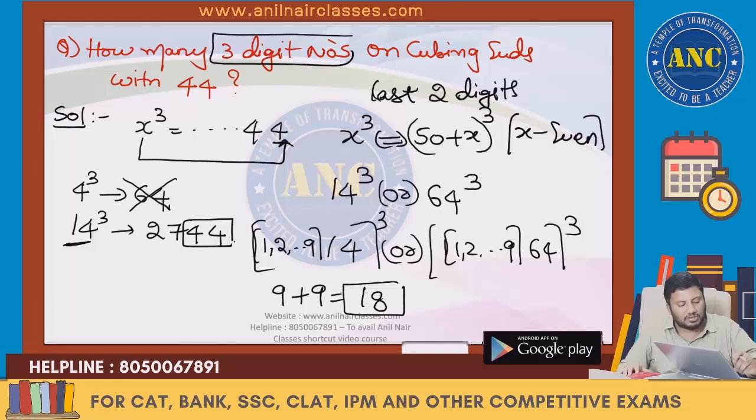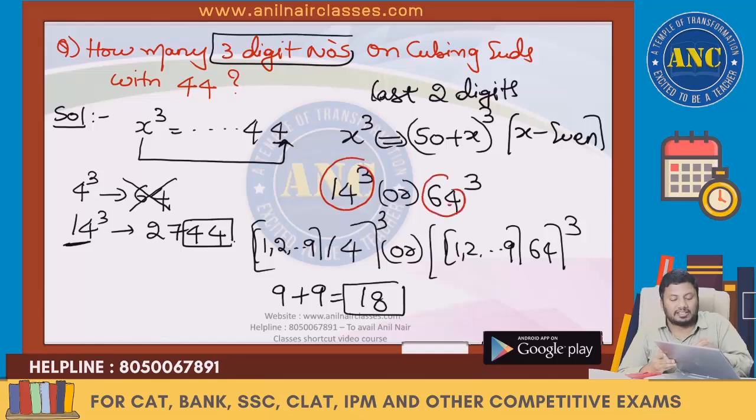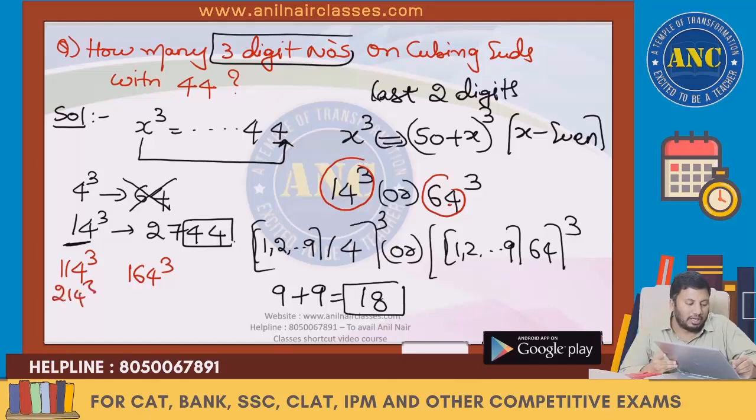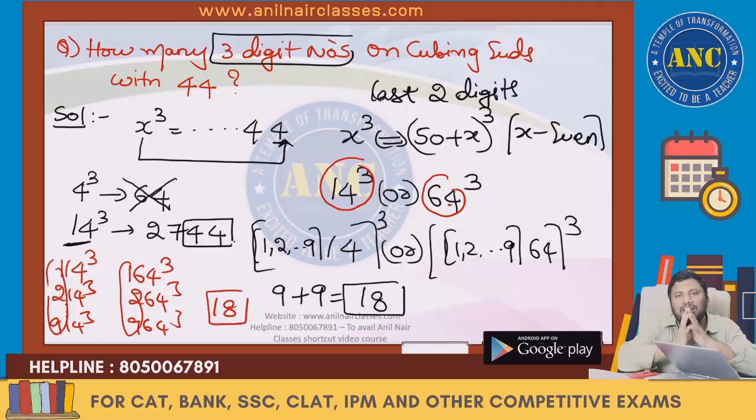Sir, how did you get this one? You think logically, sir. Lowest is 14. Next is 64. If I take x as 64, what is 64 plus 50? 114 cube. If I take it as x 114, 164. Again if I add 50, 214. Again if I add 50, 264. And so on, 914 and 964. So here 1 to 9, here 1 to 9. What is 9 plus 9? 18 numbers. I hope the logic is clear.